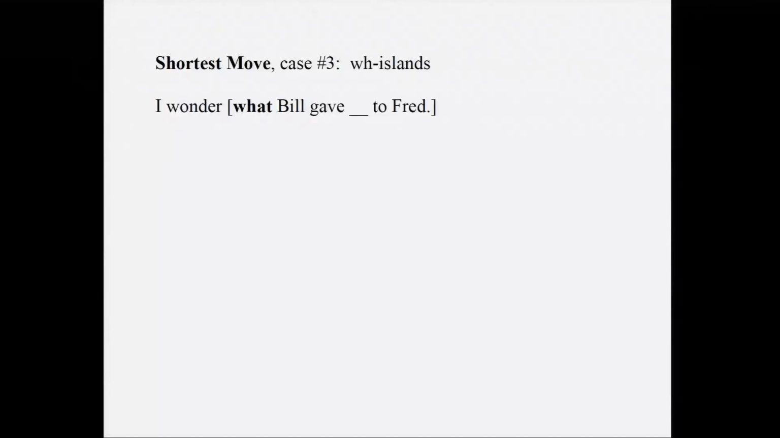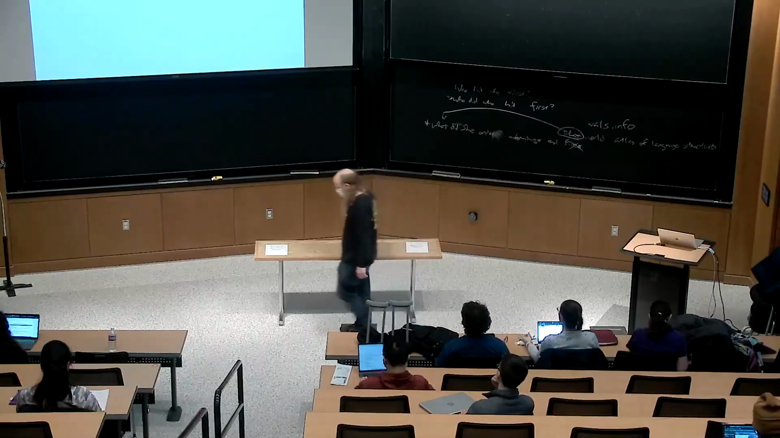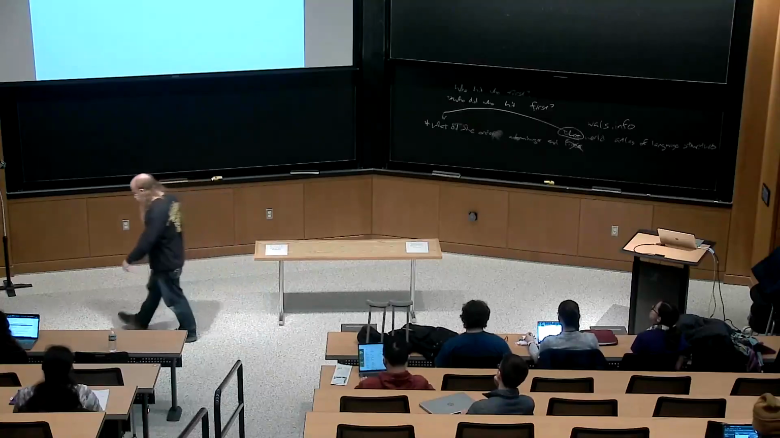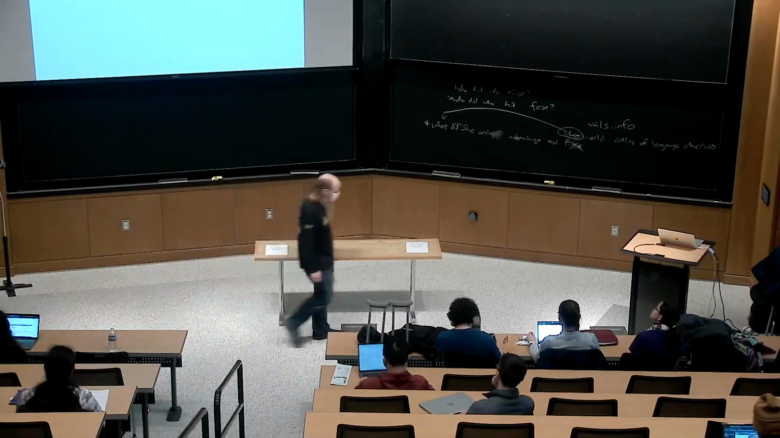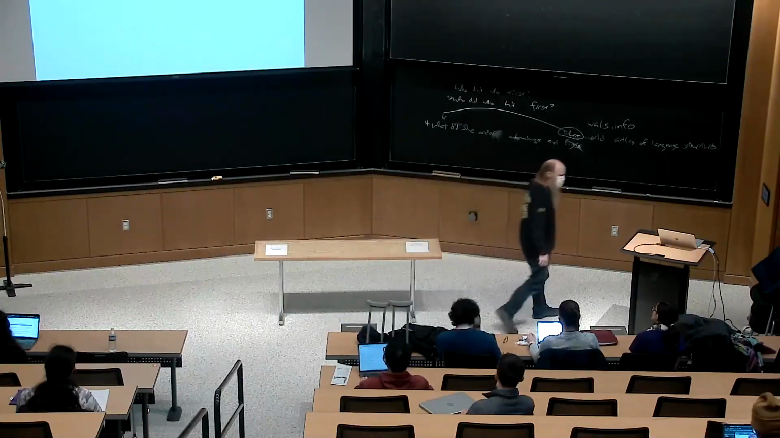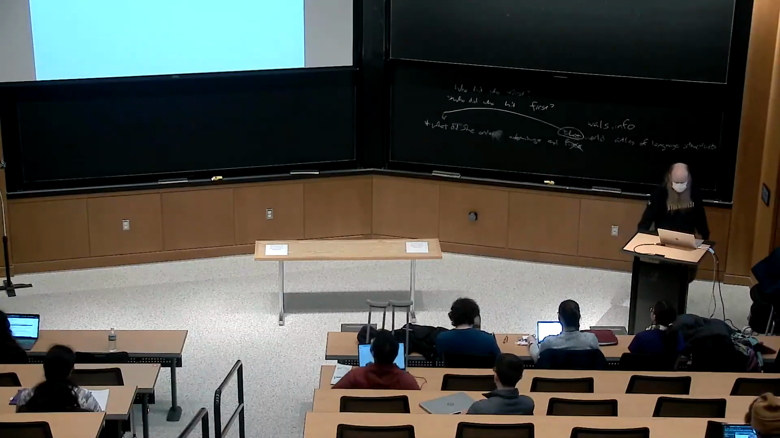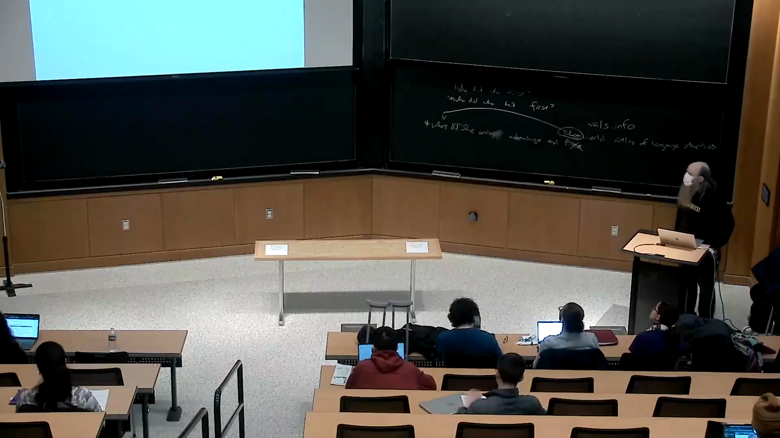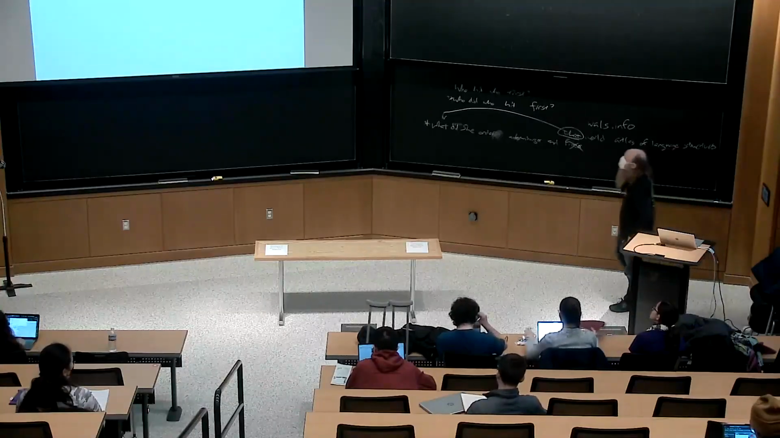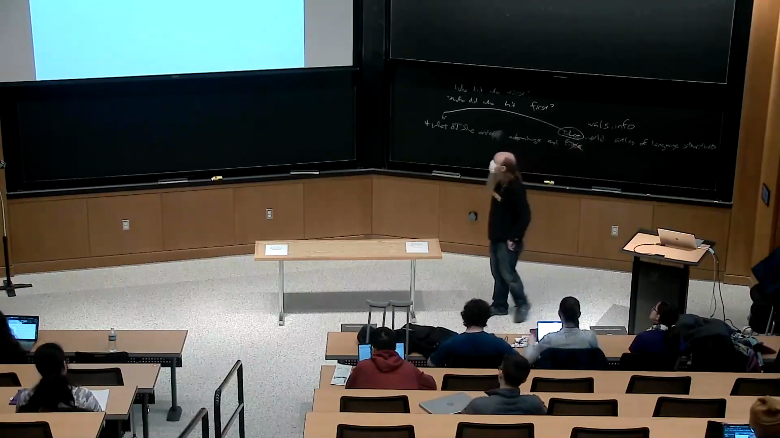Okay, and then here's case number 3, which we didn't get to last time. This is what are called WH islands. Island, again, is a name syntacticians use for these positions that you can't move out of. There's this metaphor, I guess, that involves WH phrases not being able to swim. If they're stuck on an island, then they're stuck. Here's a sentence with an embedded WH question: I wonder what Bill gave to Fred. So this whole sentence is not a question, really. It's a statement. I'm telling you something about my mental state. My mental state is one in which I don't know the answer to a particular question. That question is, what did Bill give to Fred?